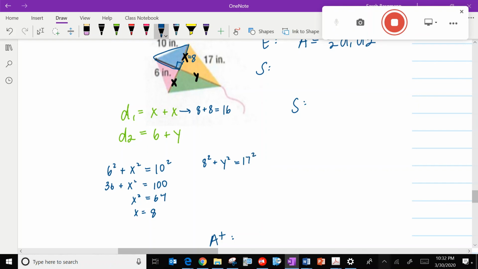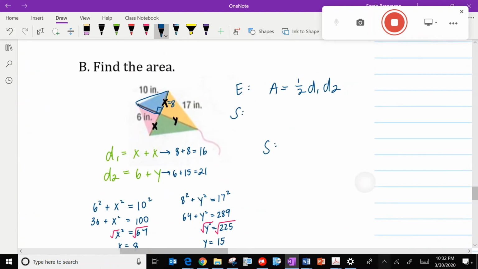Let's see, 8 squared is 64. 17 squared is 289. Subtract 64 on both sides. You should get 225 is equal to y squared. To get y by itself, you need to square root both sides. The square root of 225 is equal to 15. Alright, so y is 15. That means that my second diagonal is 6 plus 15. So my other diagonal is 21.